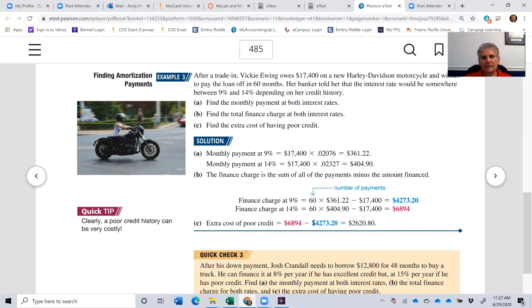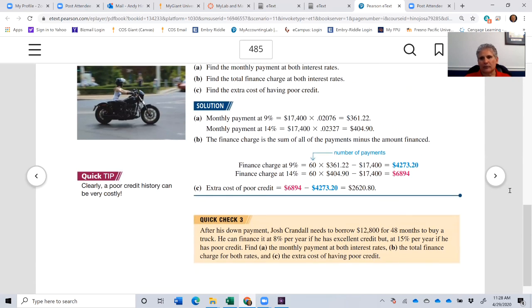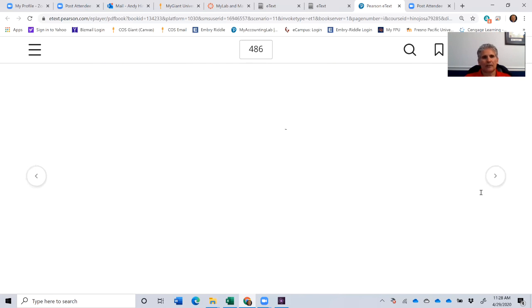Let's take the difference. In other words, if you have poor credit and you have to pay 14% rather than 9% with good credit, then that would cost an individual $2,620.80 more because they do not have good credit. That should be a motivator for you to try to keep your credit good.